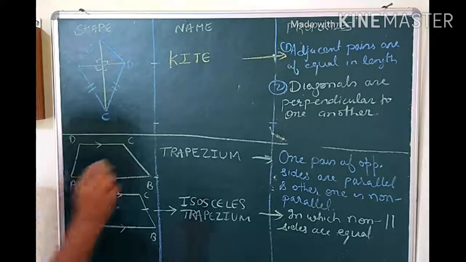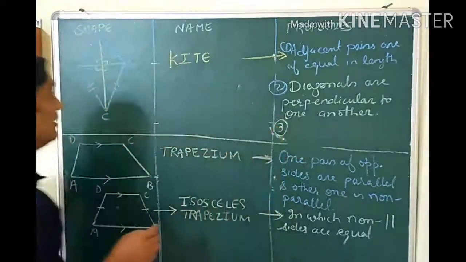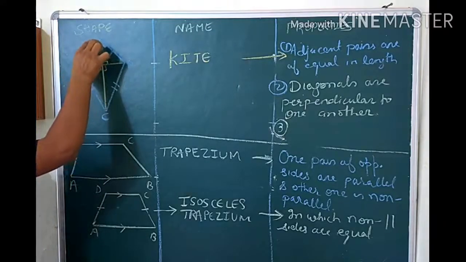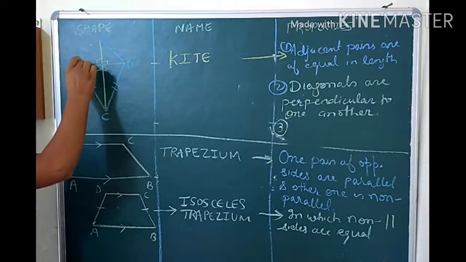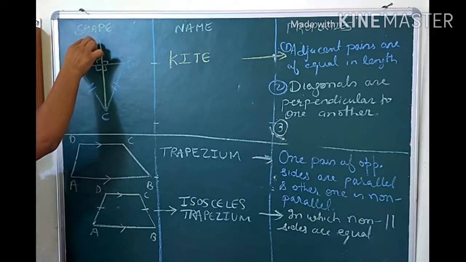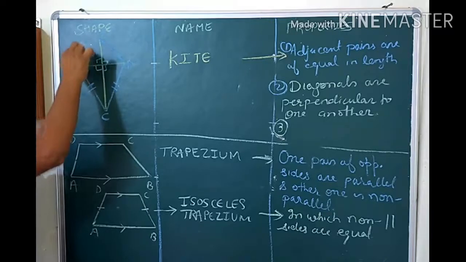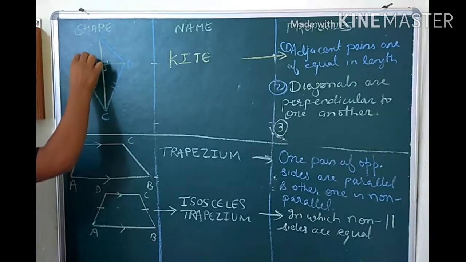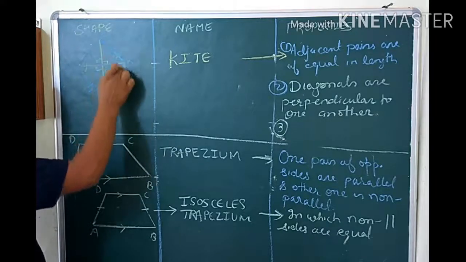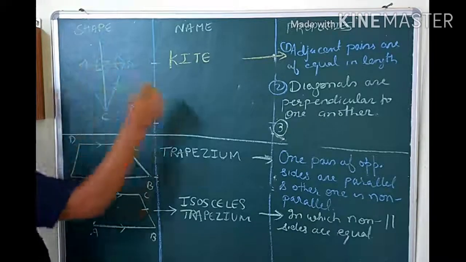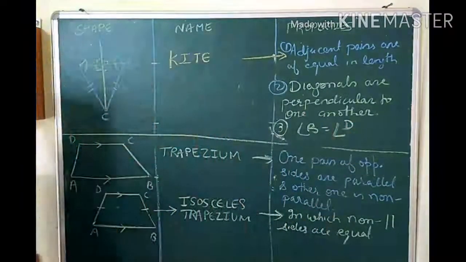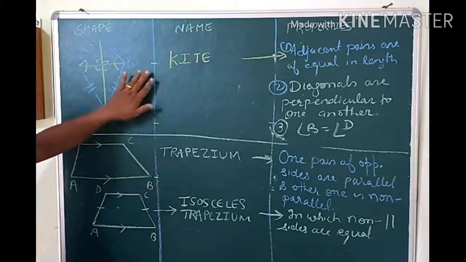Now children, you have to learn the third property also. In a kite, the angle formed by the two unequal sides is always equal. Here angle B is equal to angle D. So children, this is all about the kites.